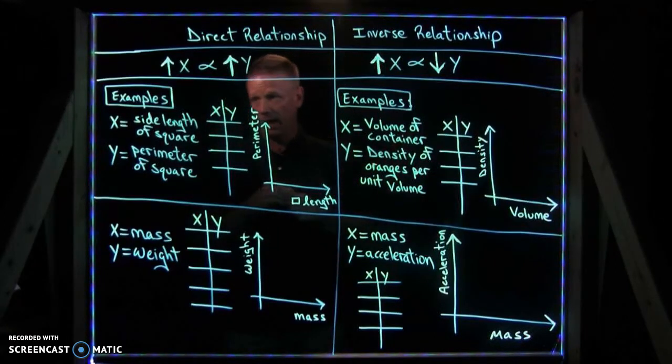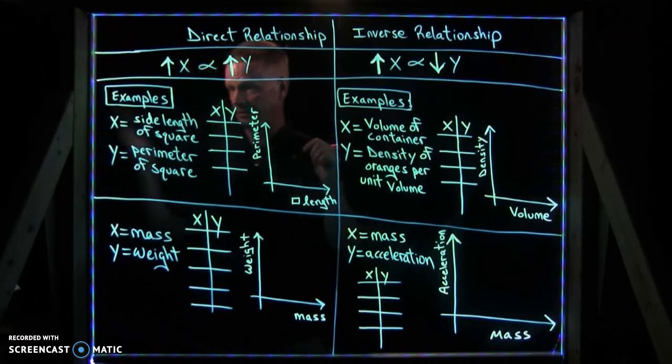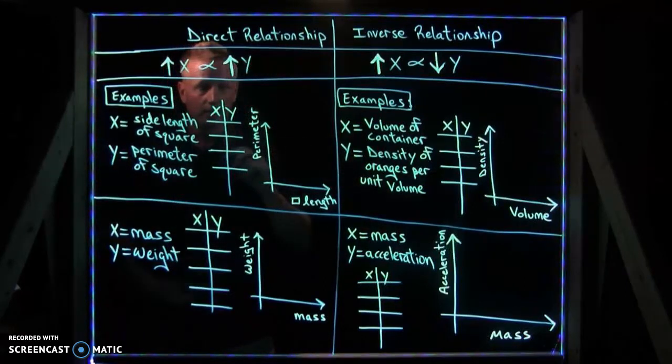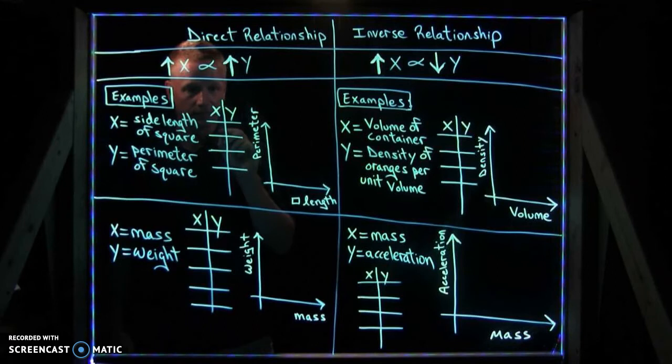Let's say you have a square, and you're looking at the side length of a square and its perimeter. So if it has a length of 1, then the perimeter is 4. The perimeter is 4 times the length of the square. If it has a length of 2, the perimeter, therefore, is 8. Length of 3, the perimeter is 12. Very simple. As you double the length, you double the perimeter. As you triple the length, you triple the perimeter.